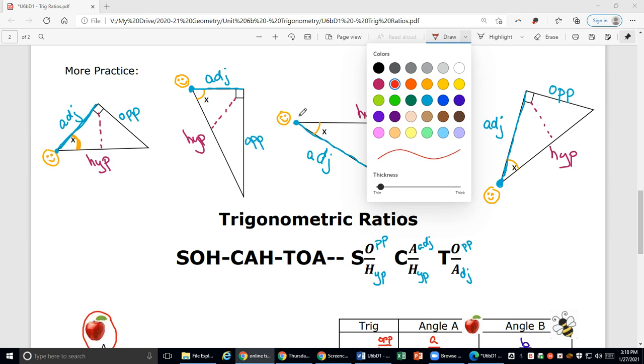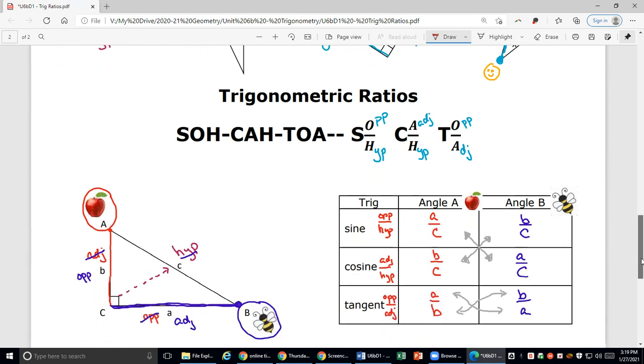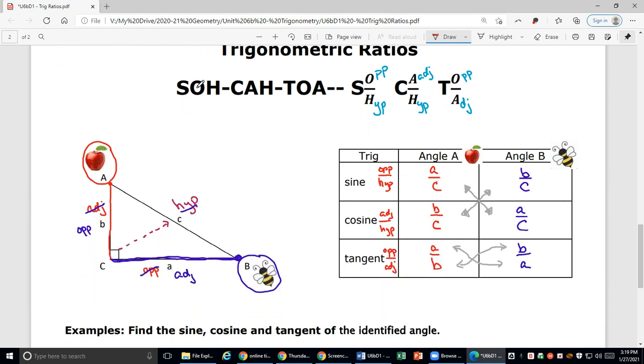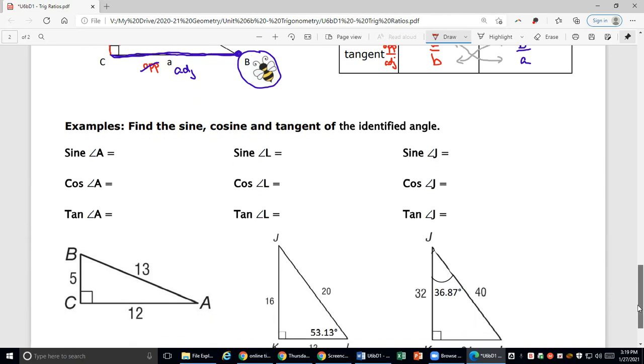Welcome back. In the last video, we reviewed how to label our triangles so that we can work with trigonometry. We have to label our hypotenuse first, and then figure out where we're standing, find our adjacent side and our opposite side. We discussed that that is important so that we can apply SOH CAH TOA, the ratios for sine, cosine, and tangent, to triangles. Okay, so let's look at how that applies to triangles with actual numbers.